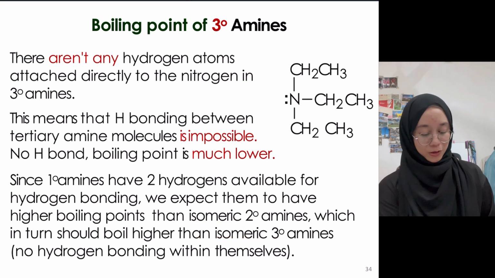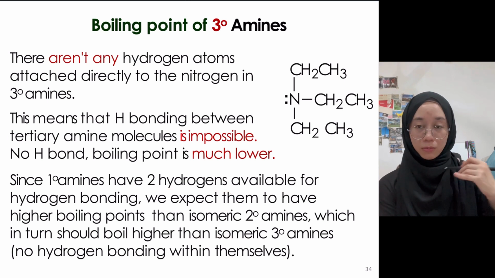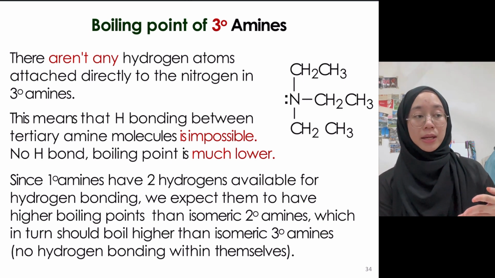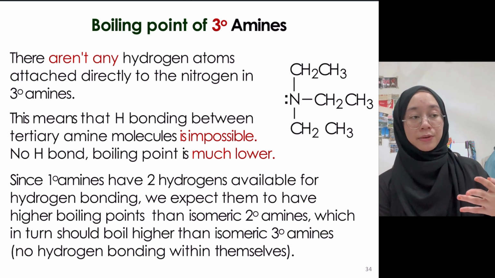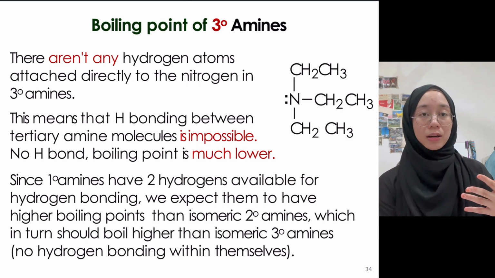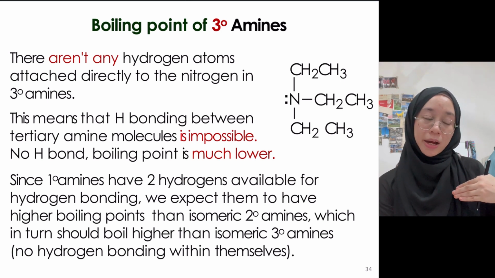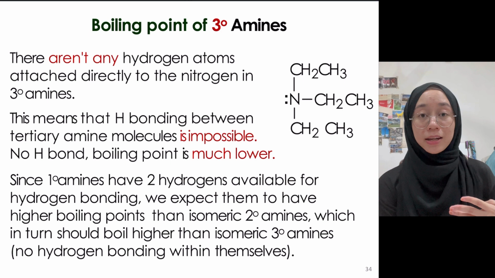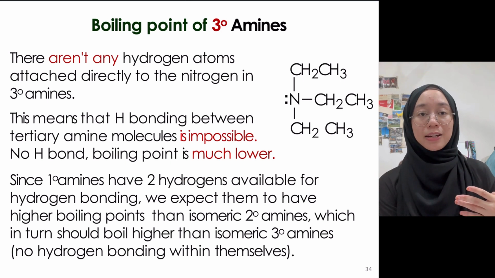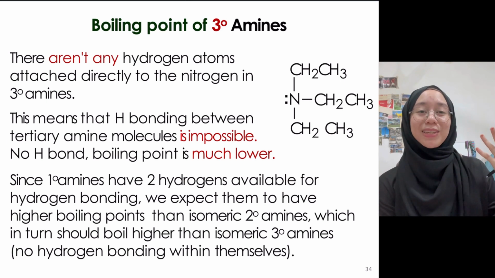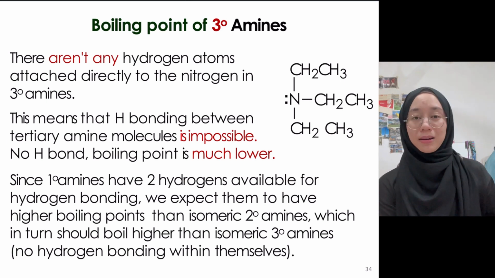Okay, so kalau primary, sebab dia ada more hydrogen bond boleh dibuat, higher boiling point. Secondary amine pula, despite having the hydrogen bond, tapi less hydrogen bond, sebab tu lower boiling point than primary amine, tapi higher boiling point than the tertiary amine, because tertiary amine tak ada hydrogen bond.